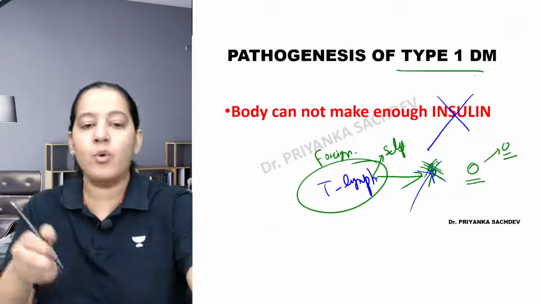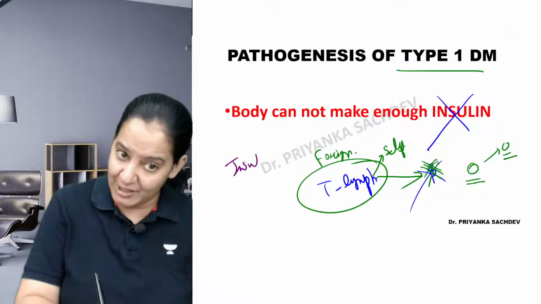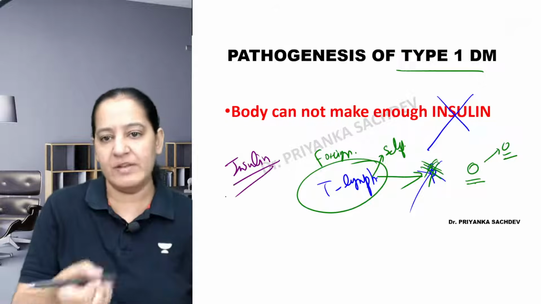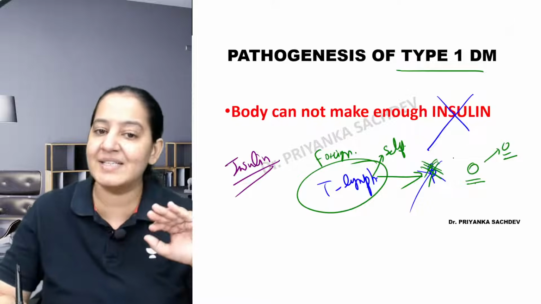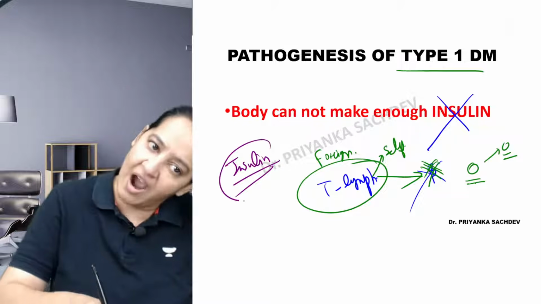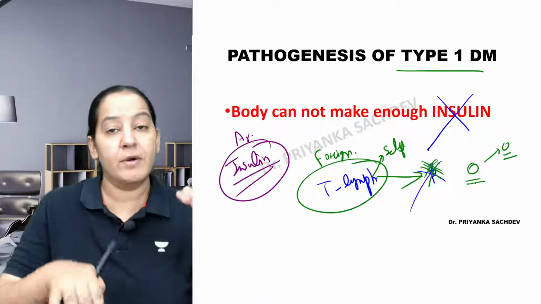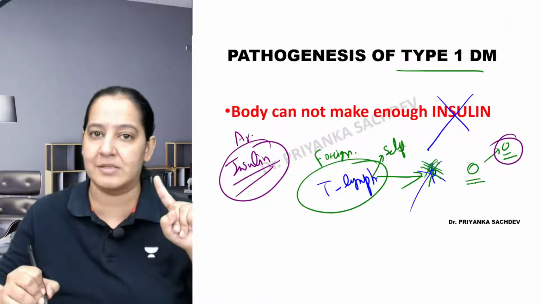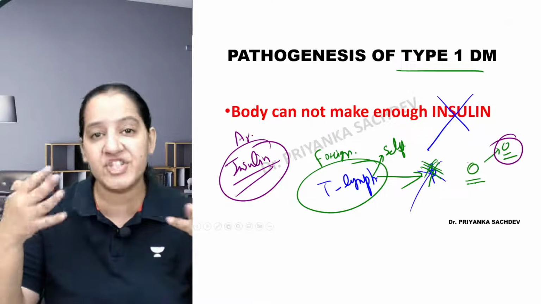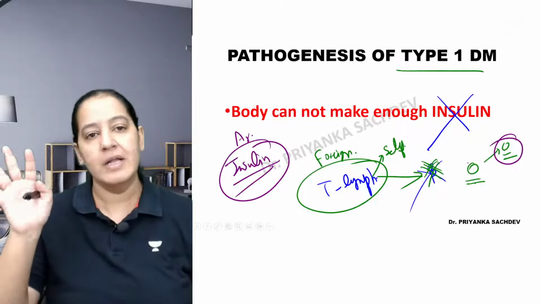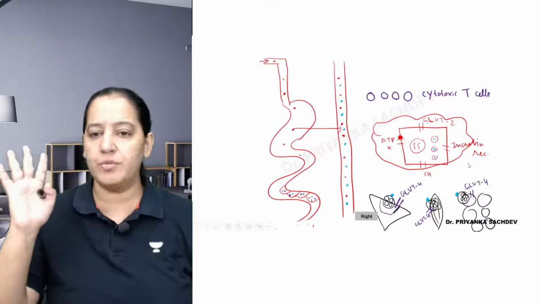What is the treatment? The only treatment is insulin. I will teach you the various preparations. You have to give artificial insulin from outside, because the body is not synthesizing natural insulin. The body has zero natural insulin. You got my point? So that is type 1 diabetes. It is an autoimmune disorder.